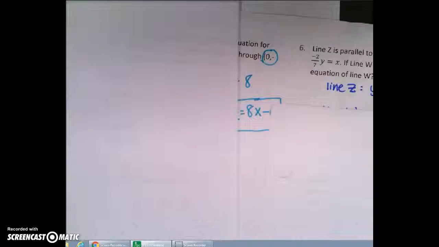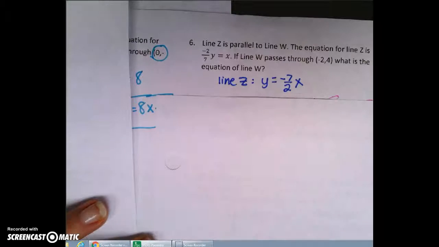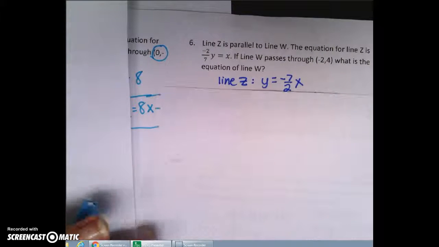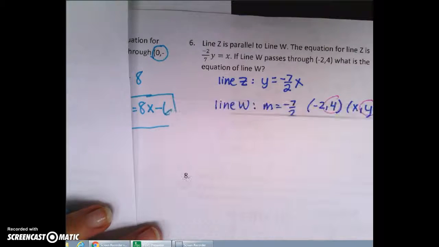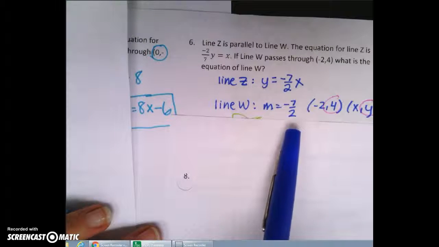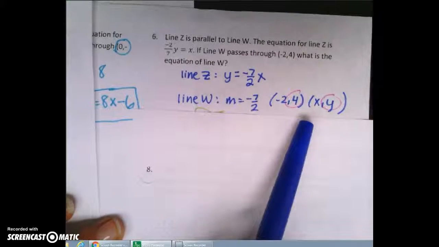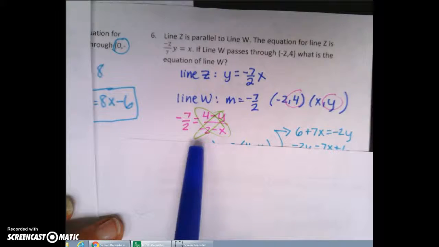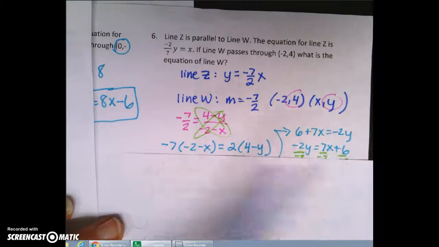Moving on to 6, very similarly, they tell you what line z is, but they do not tell you the equation in slope-intercept form. So rewrite it in slope-intercept form, y equals -7/2 x. Slope must be written as a ratio. I know line W then has a slope of -7/2, intersects the point -2, 4, and x, y. I'm going to use the equation for slope to set up my proportion. I'm going to solve my proportion.